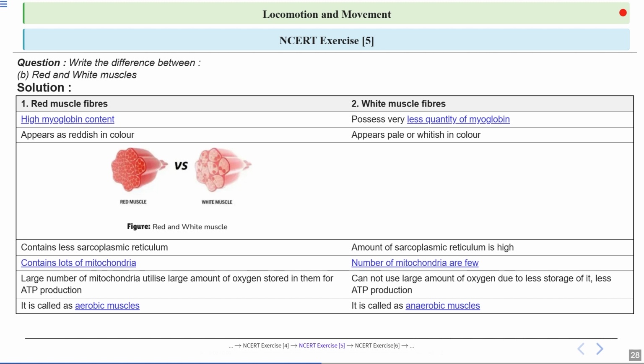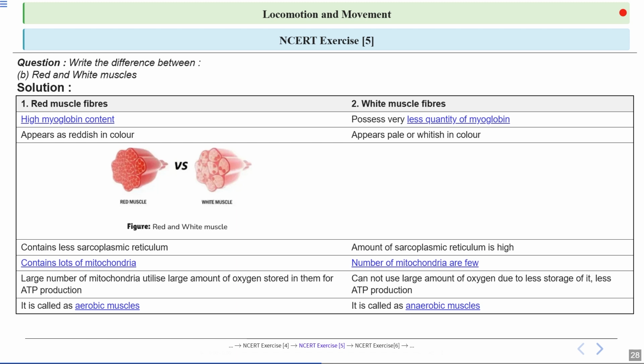Also pay attention to the differences in how they produce energy. Red muscles use aerobic respiration, and white muscles rely more on anaerobic respiration. The first difference is red muscle fibers have high myoglobin content that makes them look red, and white muscles possess a very small quantity of myoglobin. Second difference is they appear reddish due to myoglobin pigment. Red muscle fibers appear red as they have myoglobin pigment, and white muscles appear white because they have less myoglobin pigment.